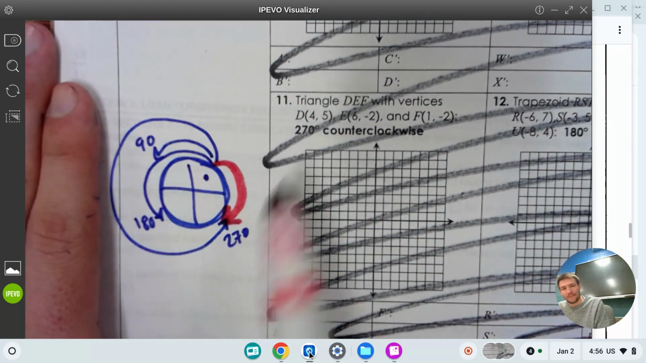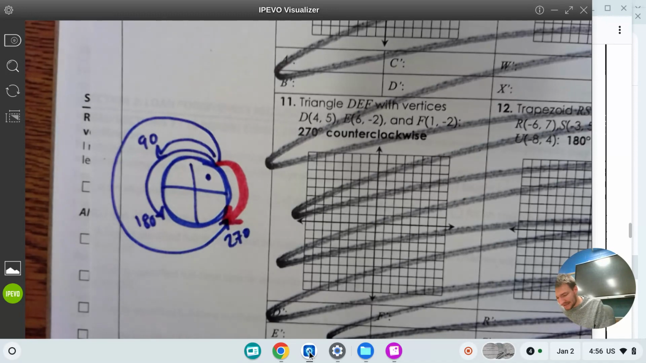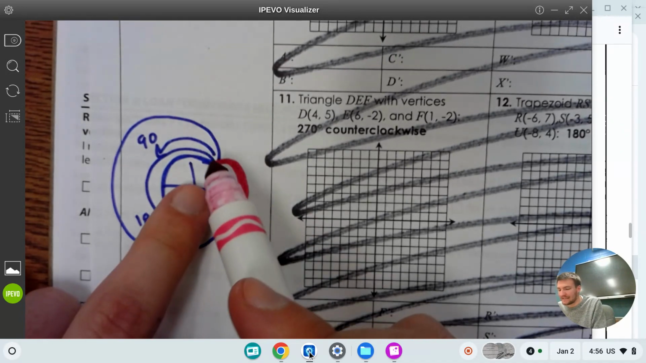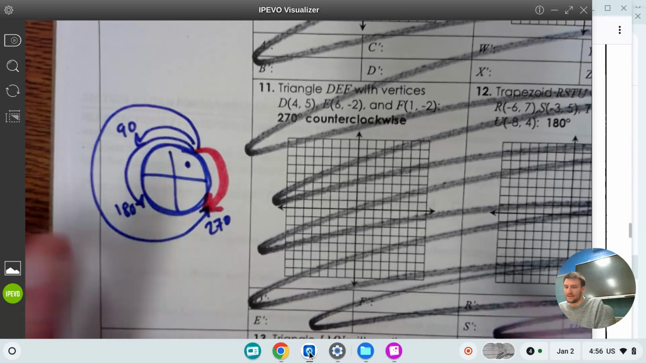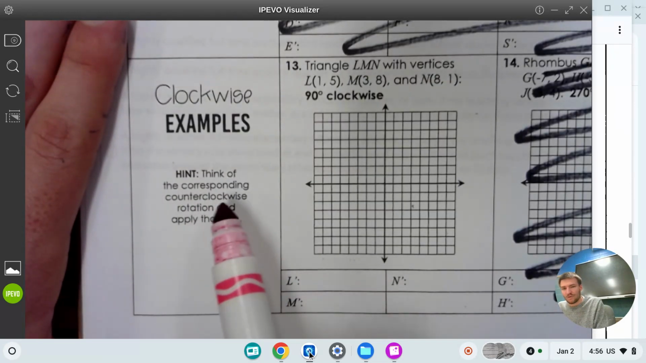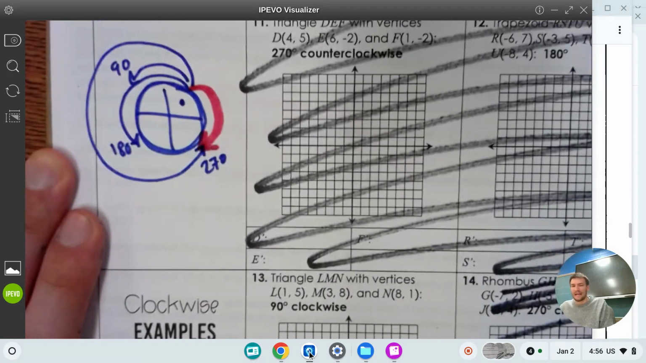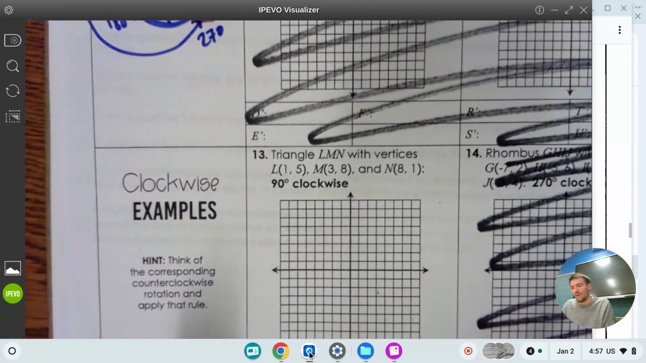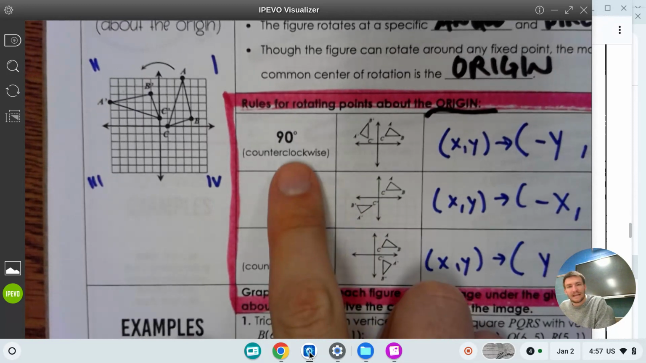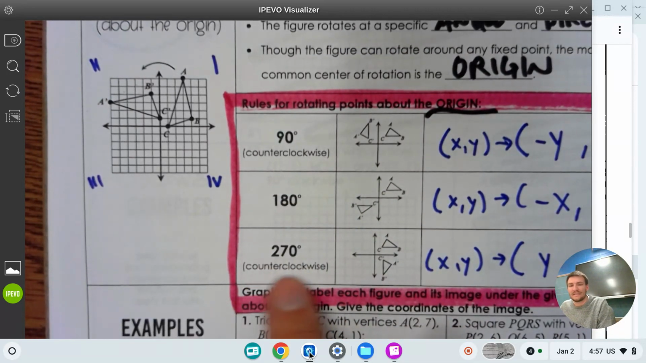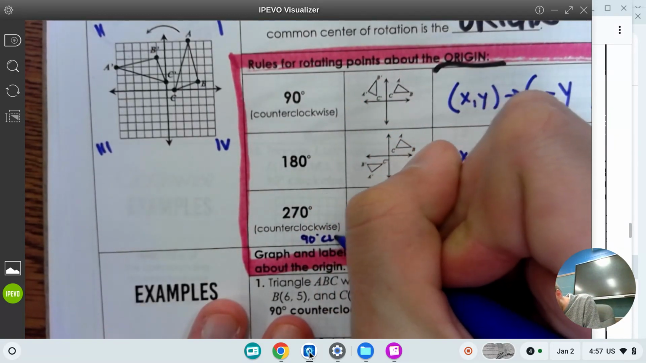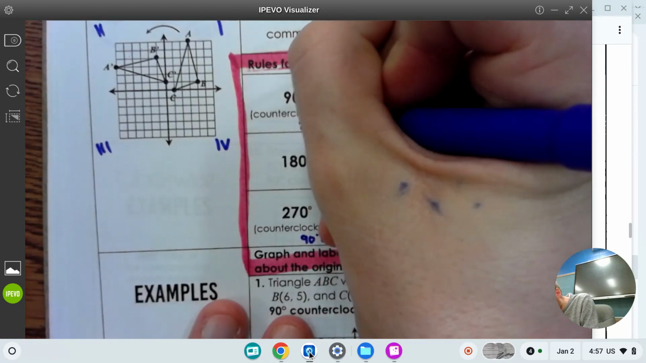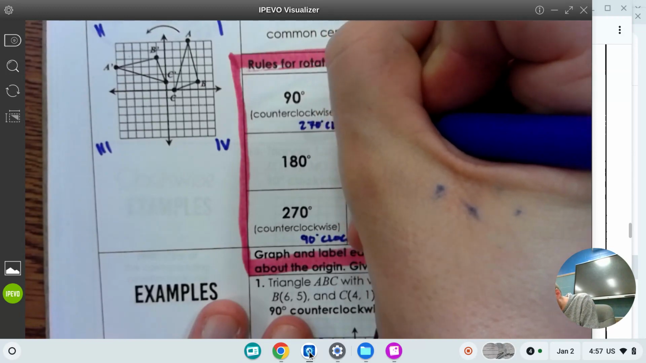Now, basically, what I'm trying to tell you is that 90 degrees clockwise is the same as 270 degrees counterclockwise. We're getting to the same place here, okay? Hint, think of the corresponding clockwise rotation that applies that rule, aka 90 degrees clockwise. Instead of using my 90 counter, I need to use my 270 counter. So I might even write down here 90 degrees clockwise. This would be 270 degrees clockwise.